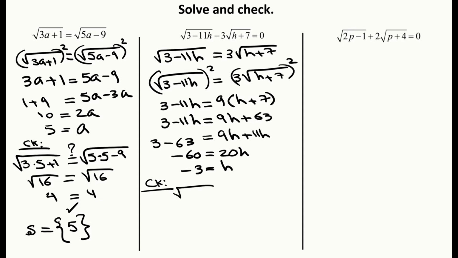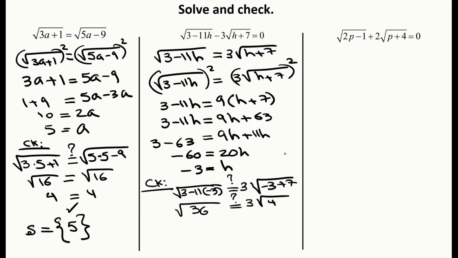So we have square root of 3 minus 11 times negative 3. We're trying to see if that's equal to 3 times the square root of negative 3 plus 7. Since we're checking, we need the question mark. So we have the square root of, that becomes 3 plus 33, right? So that's 36. And we want to know if that's equal to 3 times the square root of negative 3 plus 7 is 4. So we get square root of 4.